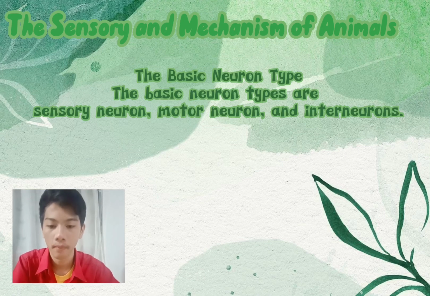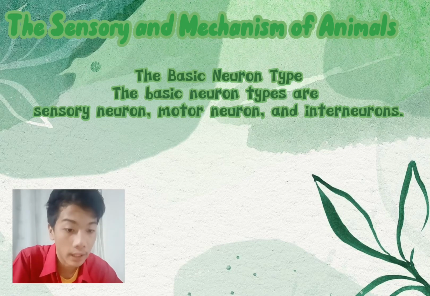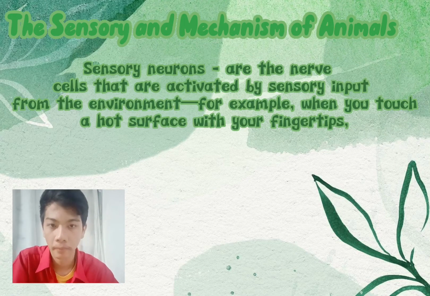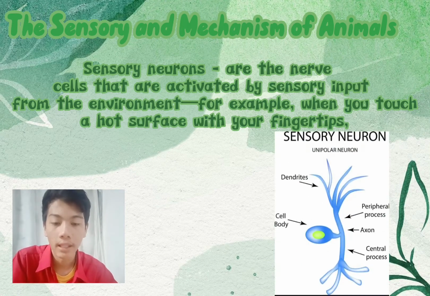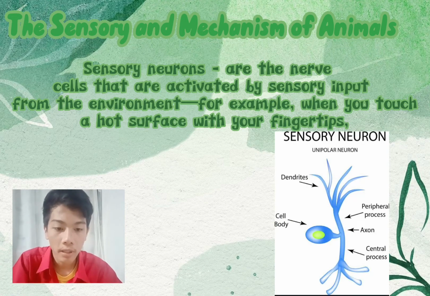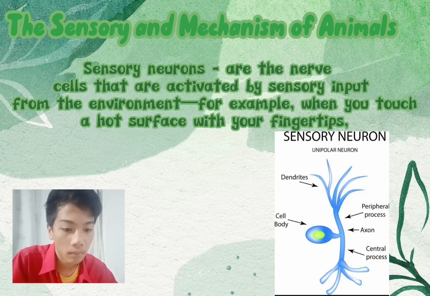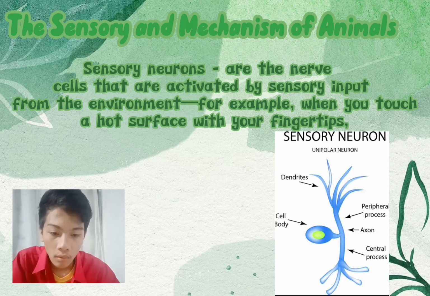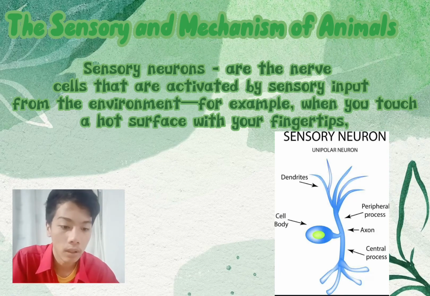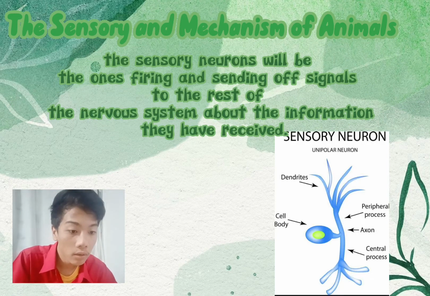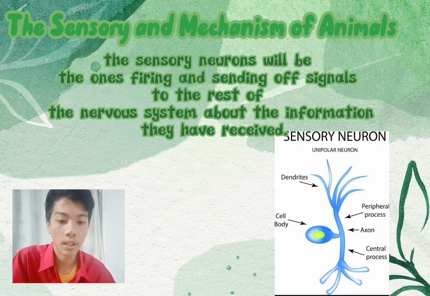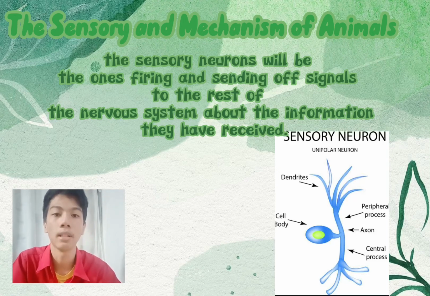The basic neuron types are sensory neuron, motor neuron, and interneurons. Definition and function of basic neuron types. The sensory neurons are the nerve cells that are activated by the sensory input from the environment. For example, when you touch a hot surface with your fingertips, the sensory neurons will be the ones firing and sending signals to the rest of the nervous system about the information they have received.